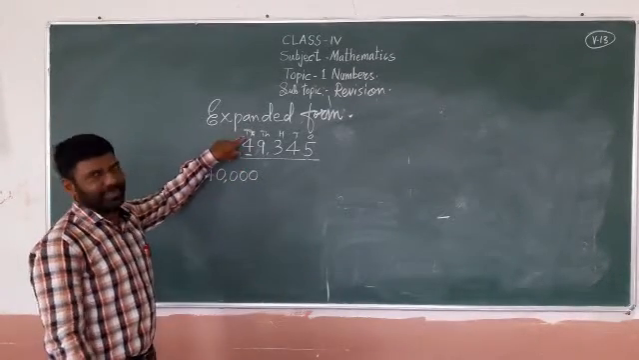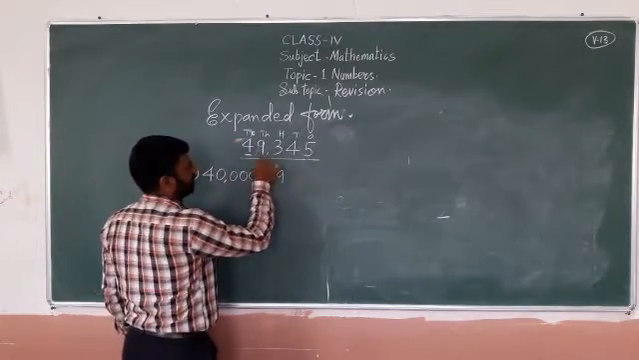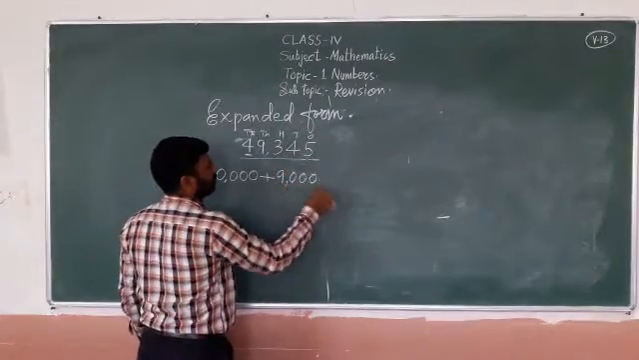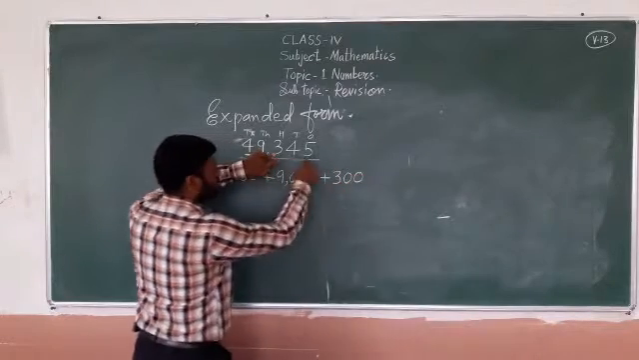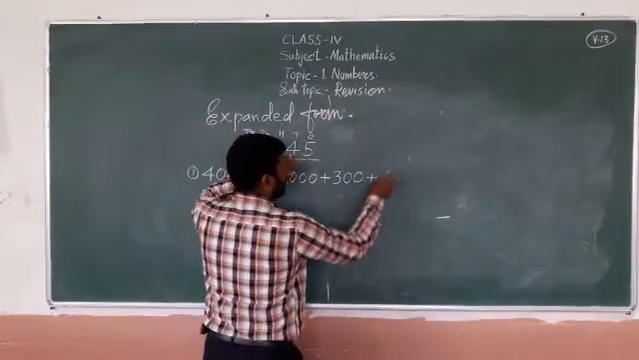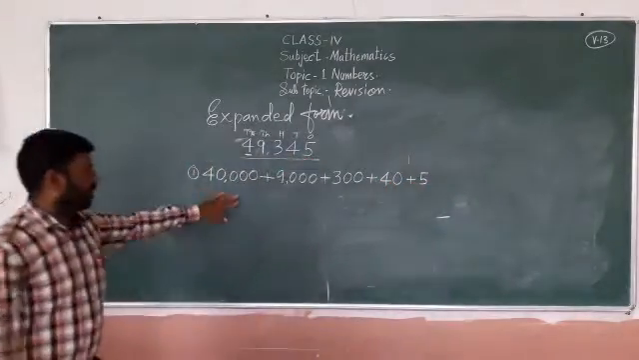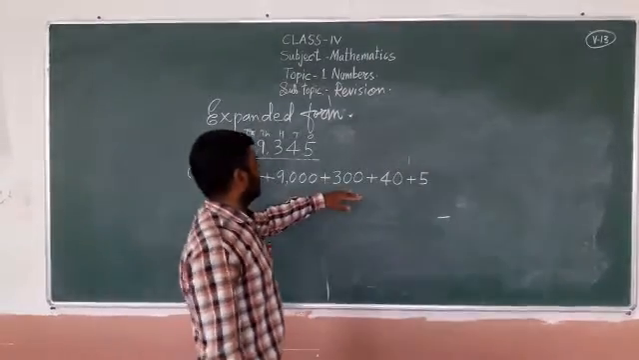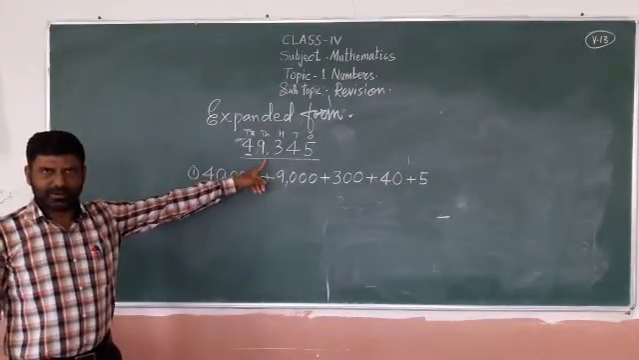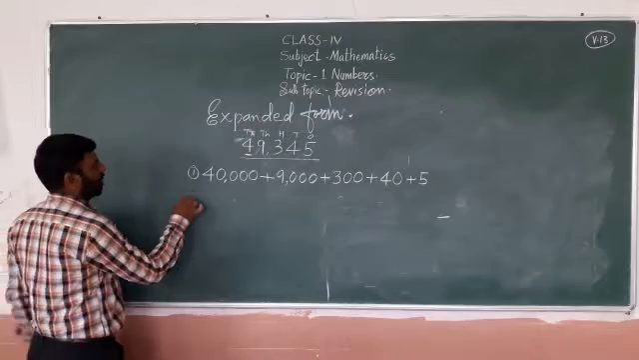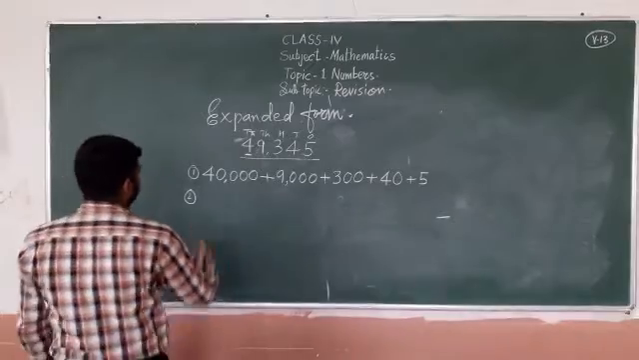4 multiplied by 10,000. Plus 9. After 9, 1, 2, 3 digits are there. Put 3 zeros instead of 3 digits. Then 3 is there. Put 3. 2 digits are there. Instead of these 2 digits, put 0. Then plus 4 is there. After 4, 1 digit, put 1 zero, and then 5. 40,000 plus 9,000 plus 3,000 plus 40 plus 5. If you add this, you will get this number. Understand? Expanded form.